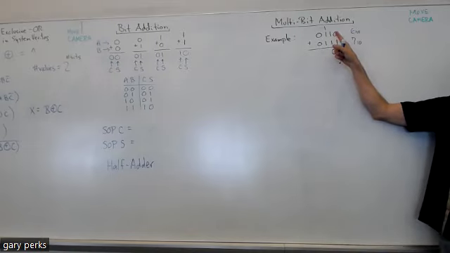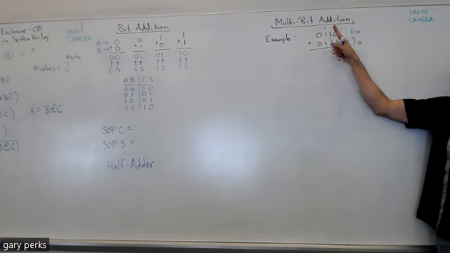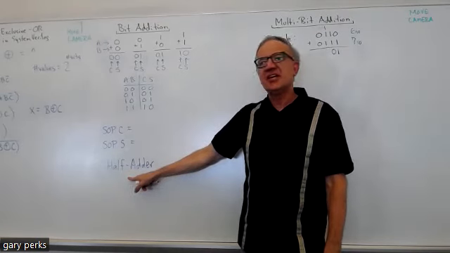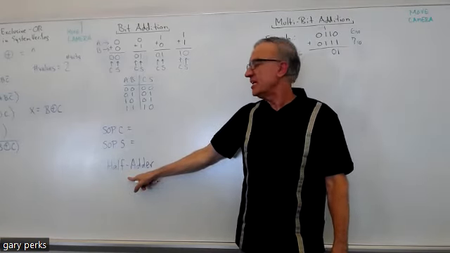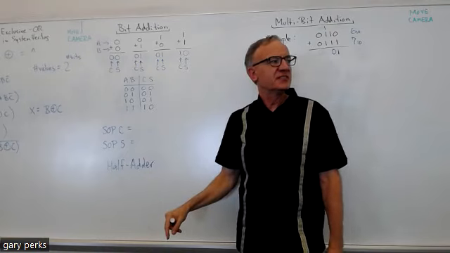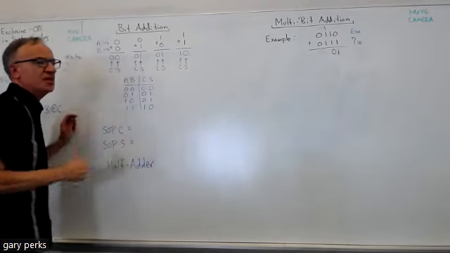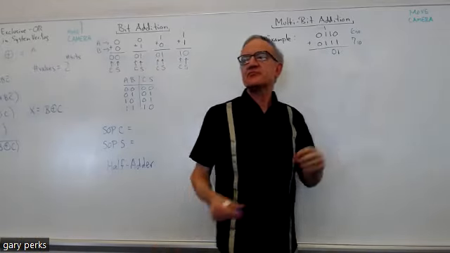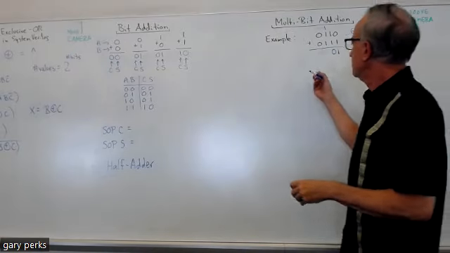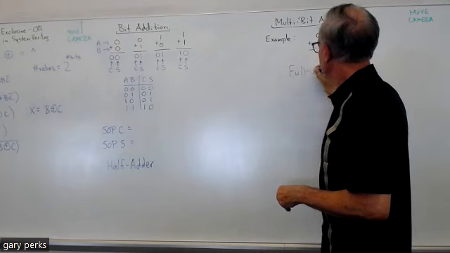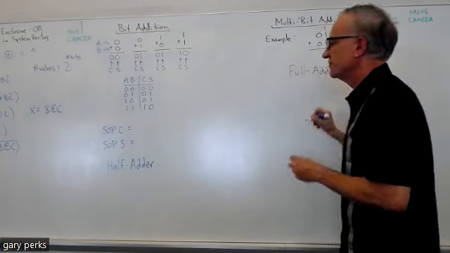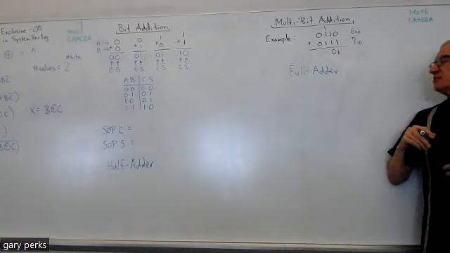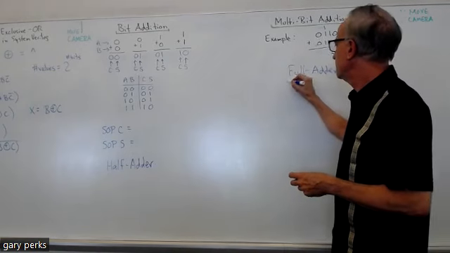Now, when I get to this column where I'm adding 1 plus 1 plus 1, I'm adding 3 ones. This half adder can't do that. This half adder can't add more than 2 bits, because there are only 2 inputs in its truth table. So a half adder would not be able to add 1 plus 1 plus 1. But there's another logic circuit called a full adder. And the full adder can add 3 bits because a full adder has 3 inputs.